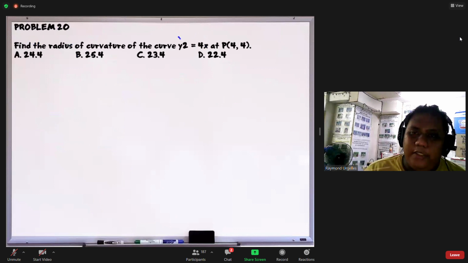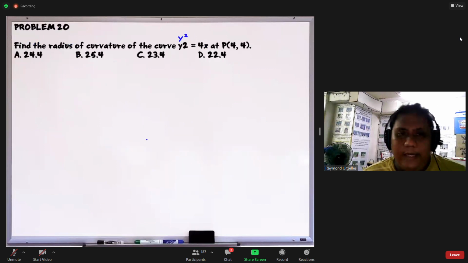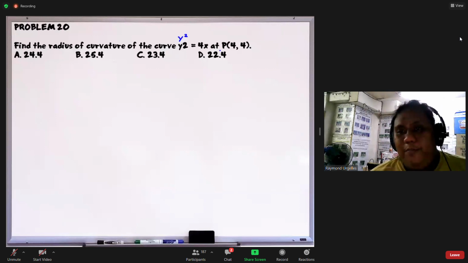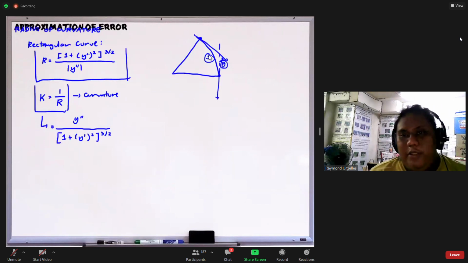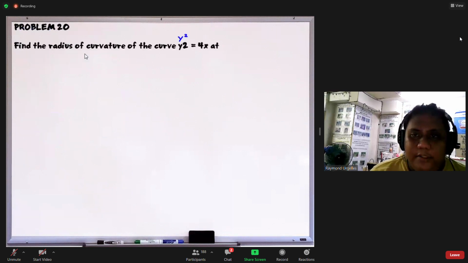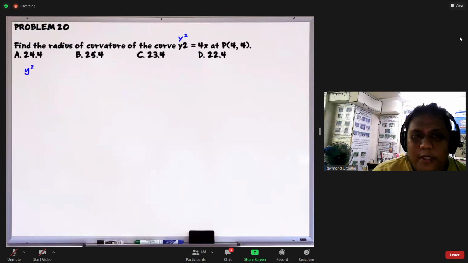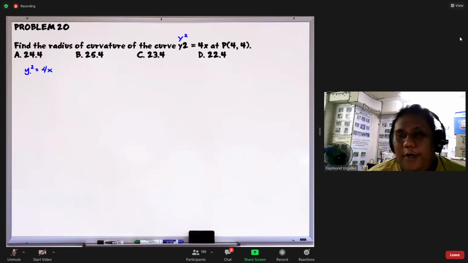So this should be y squared. Okay? So find the radius of curvature of the given curve at the point 4, 4. So again, from our equation ng radius of curvature, kailangan natin ng y prime saka y prime prime. So kaya start tayo sa y. So we are given y squared is equal to 4x. So we need to solve for y prime first.